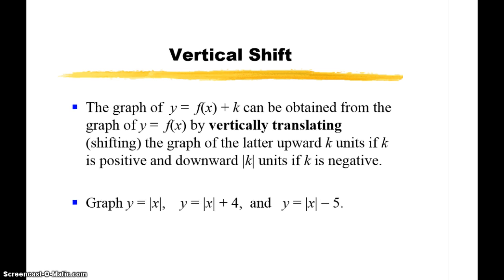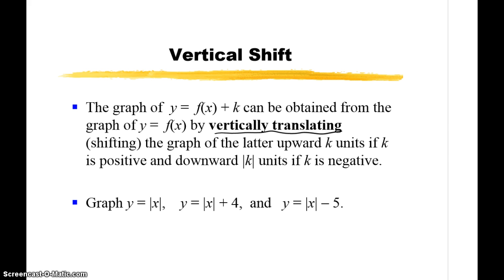The graph of y equals f of x plus k can be obtained from the graph of y equals f of x by vertically translating, or shifting, the graph of the latter upward k units if k is positive, and downward absolute value of k units if k is negative. The easiest way to illustrate this is through an example. Say we have some parent function like absolute value of x. That's one of the elementary functions that we just learned.